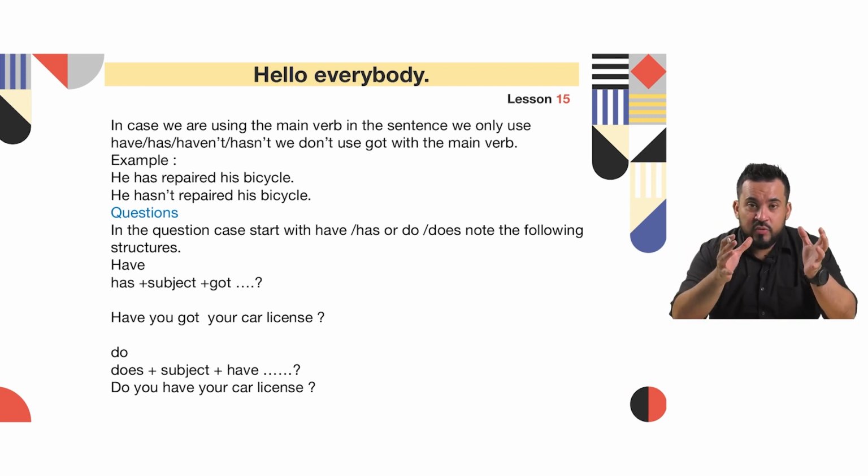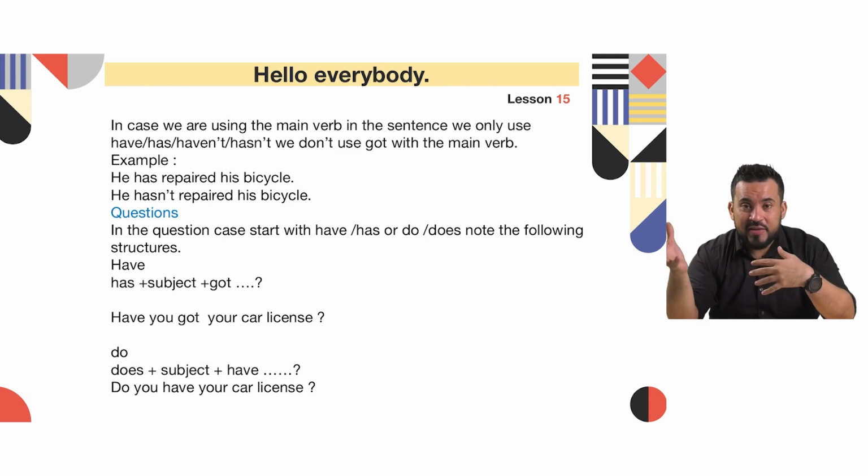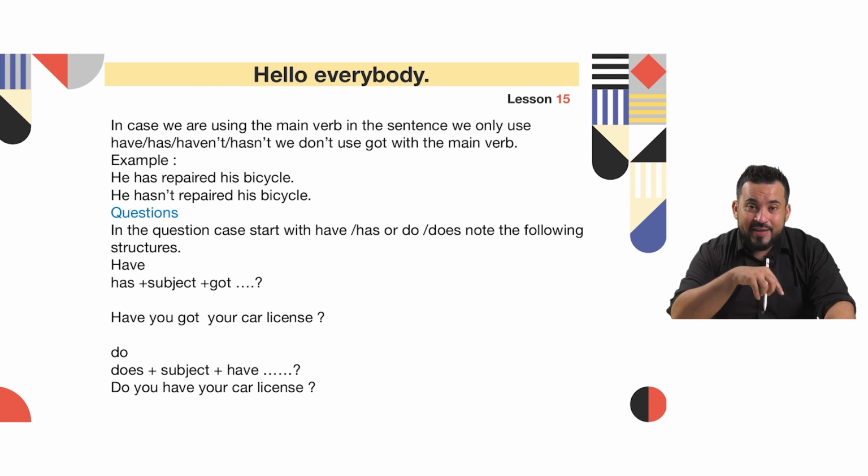Have got in a question will be have you got, okay? Have you got a pencil? Have you got a spare tire? Okay, so have you got. Now, the negative of have got will be haven't got or hasn't got, like I haven't got the time or she hasn't got any money.